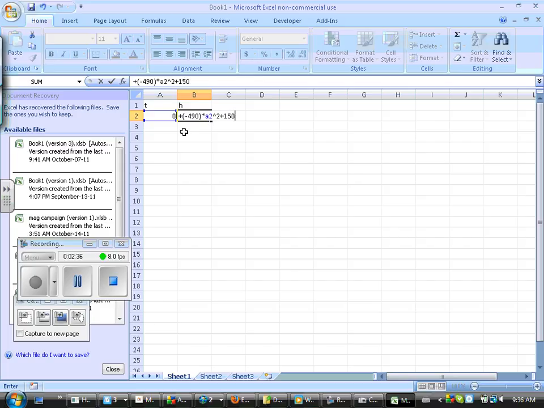My middle term is 150 times x, so 150 times A2 again, so it looks over to the left to find that value. And then the constant value of 25. So I see that at time of 0, I have a height of 25.